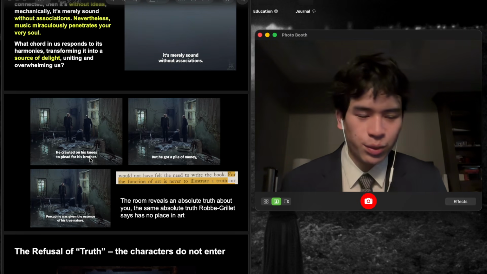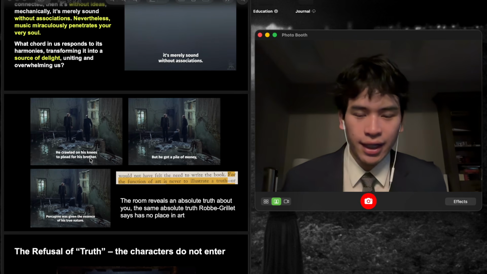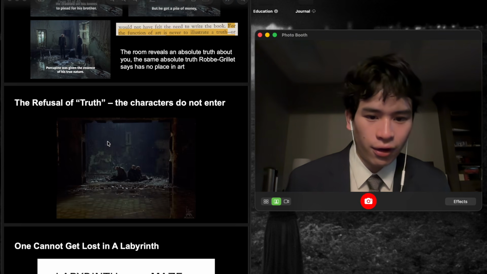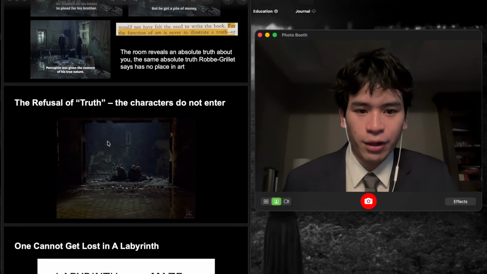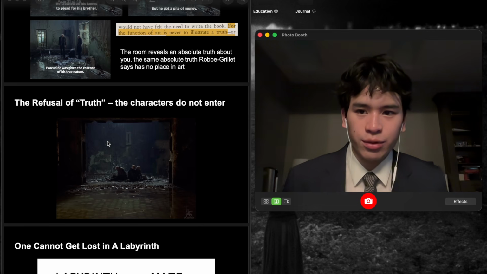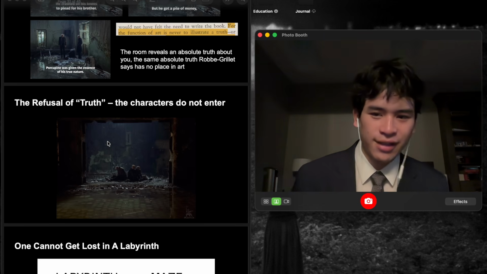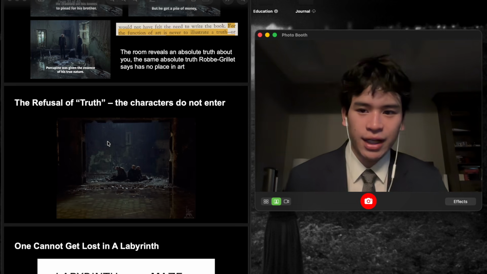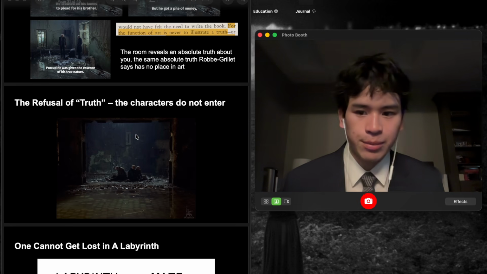So what do these characters, what does the writer and the professor do in light of this revelation? They decide not to go into the room at all, right? And this is the big moment in the film where they refuse this notion of absolute truth. When they realize that the room is something that looks inside of you, it analyzes you, and it spits out this truth about who you are that you might not know yourself, they refuse that. They refuse the notion of absolute truth.